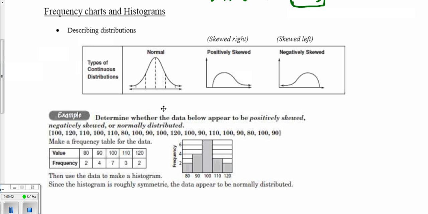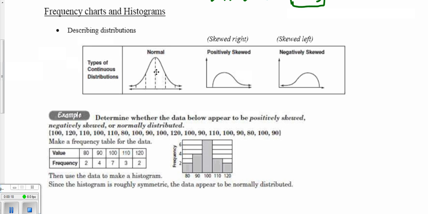All right, now we're looking at our second part of the 5.3 video. We're on to frequency charts and histograms. Now these are all just going to be pictures that describe our distributions. So there are certain types of histograms or frequency charts that we can see.